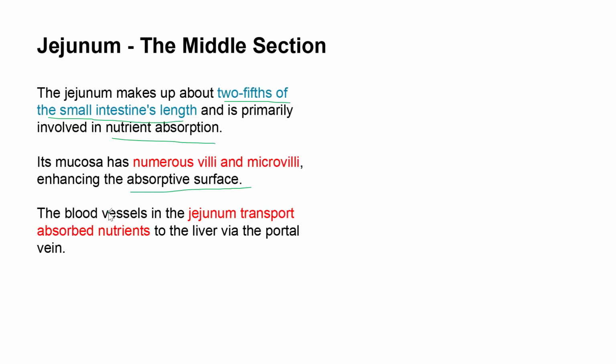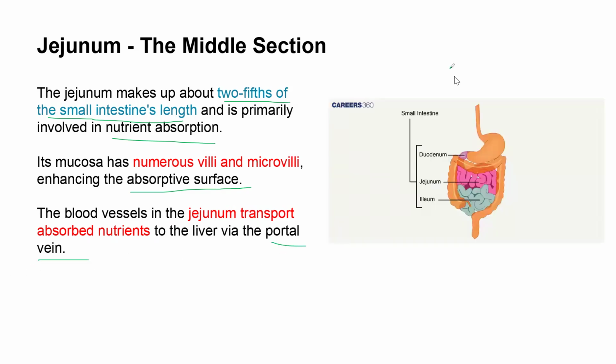And then the next thing, the blood vessels. In the jejunum, the blood vessels are responsible for the transport of absorbed nutrients to the liver via the portal vein. So it means that the blood vessels in the jejunum are responsible for transporting the absorbed nutrients to the liver via the portal vein system. As we can see, this is the jejunum. It comprises about 2/5 of the small intestine.